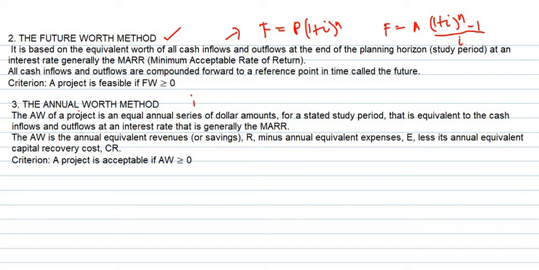Now another method is the annual worth method. This time in terms of A. We convert all the values in terms of annual worth. If number one method is the present worth, then we convert all the values in terms of present. Number two is in terms of future, and then number three is in terms of annual worth.